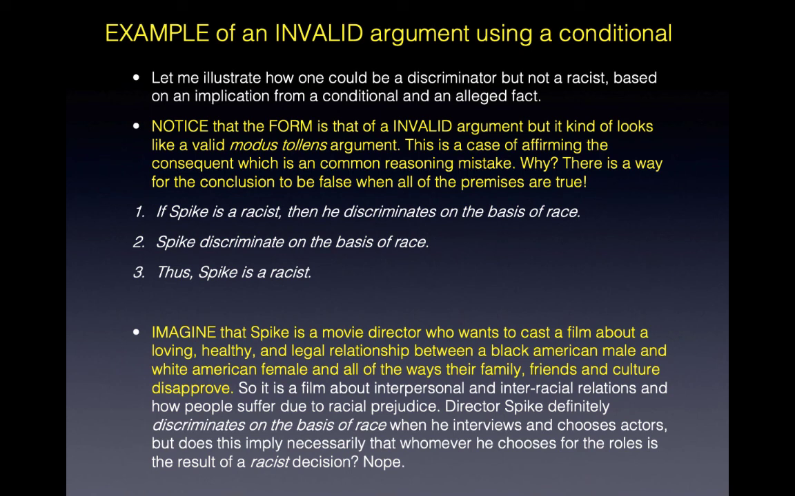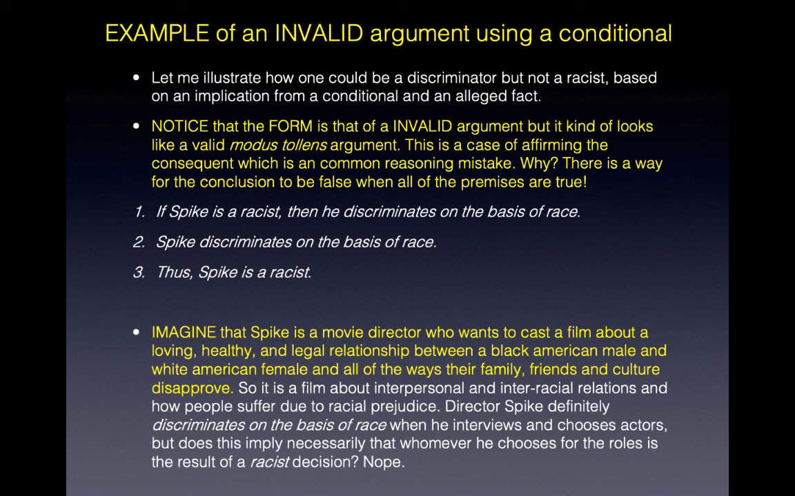Why is this a mistake? Because there's a way for the conclusion to be false when all of the premises are true. Here's an argument. If Spike is a racist, then he discriminates on the basis of race. Okay, right. We accept that. Racism implies discriminating on the basis of race. Claim 2. Spike discriminates on the basis of race. I mean, suppose he does. Suppose it's true. Therefore, conclusion, Spike is a racist. Now again, this is going to be a bad argument. I want you to see this. Why? Because that conclusion could be false even though all assumptions are true.